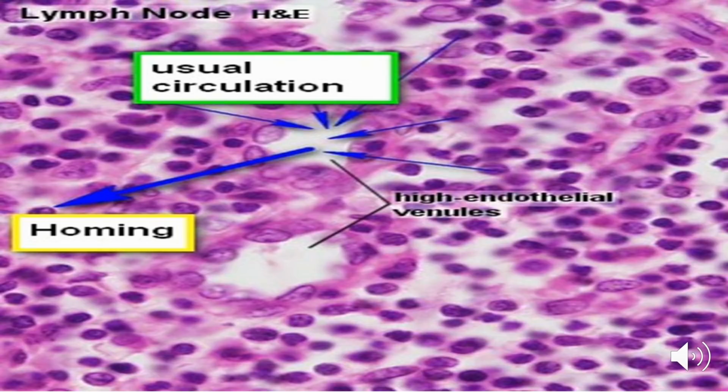So you have here in this picture a cross-section, thin section of the lymph node. Shown here are two high endothelial venules. And I want you to take a look at the arrow that is labeled homing. It's telling you that the lymphocyte should transfer from the blood circulation towards the lymph node.